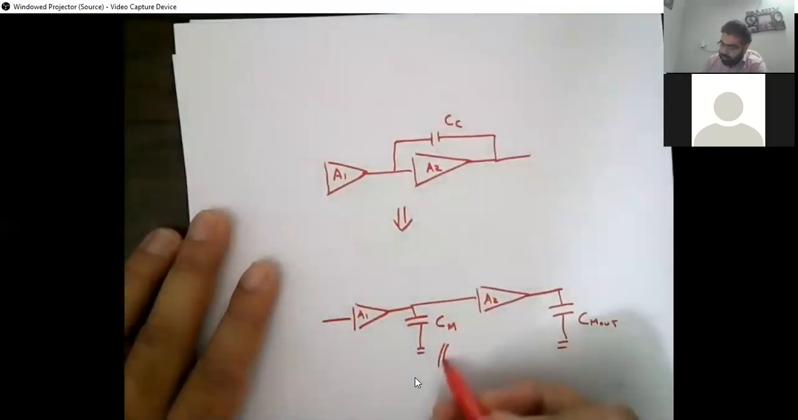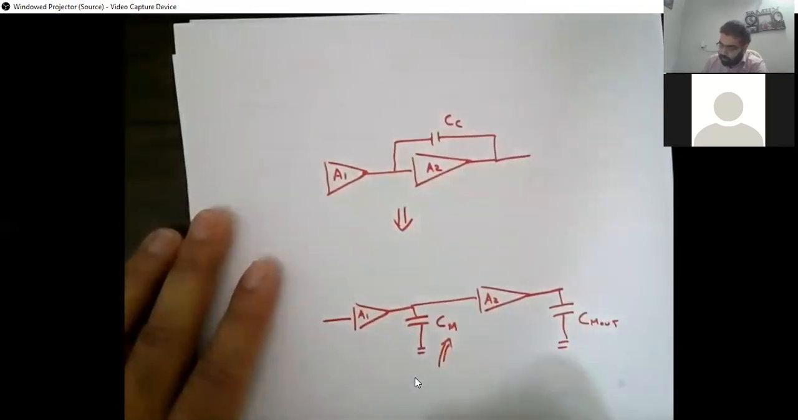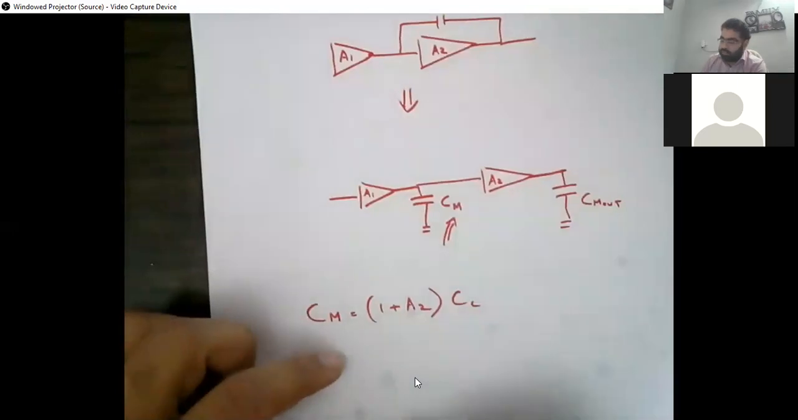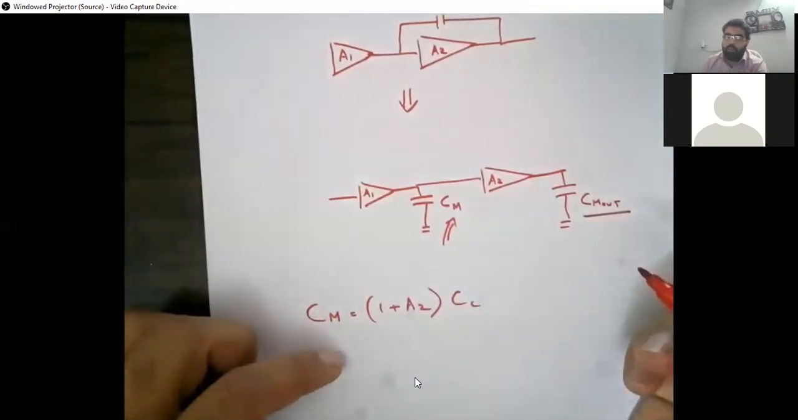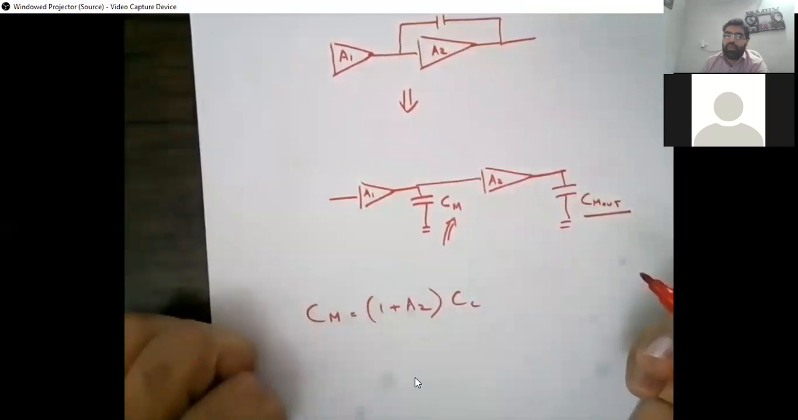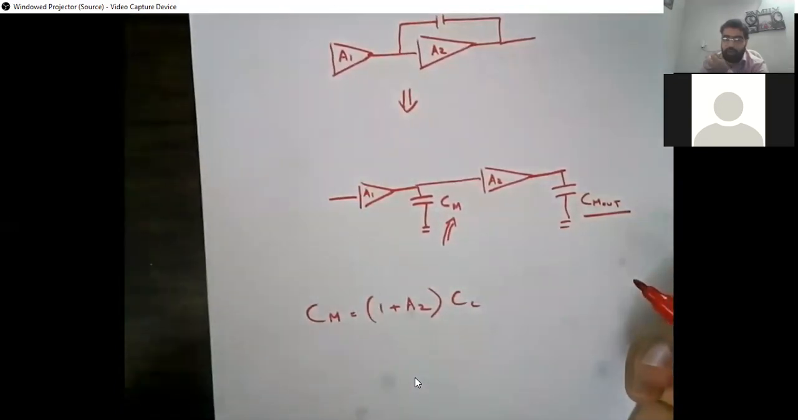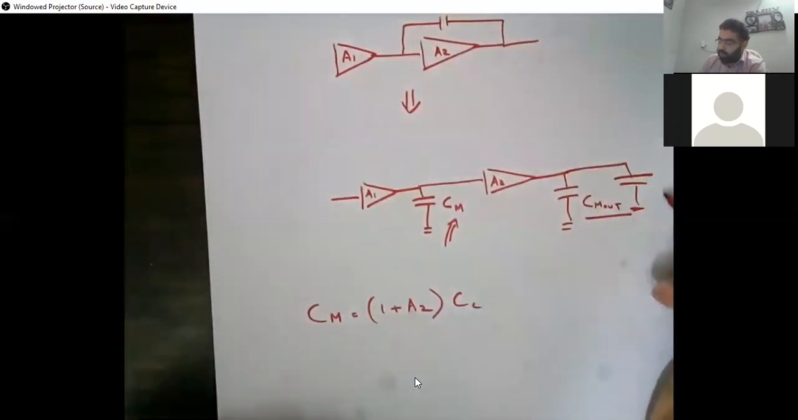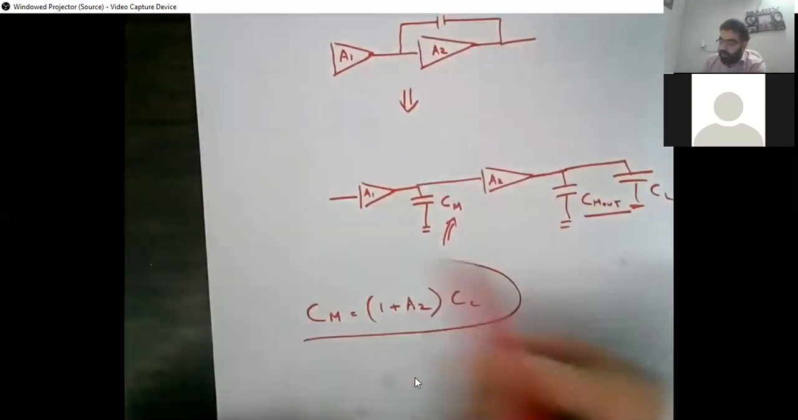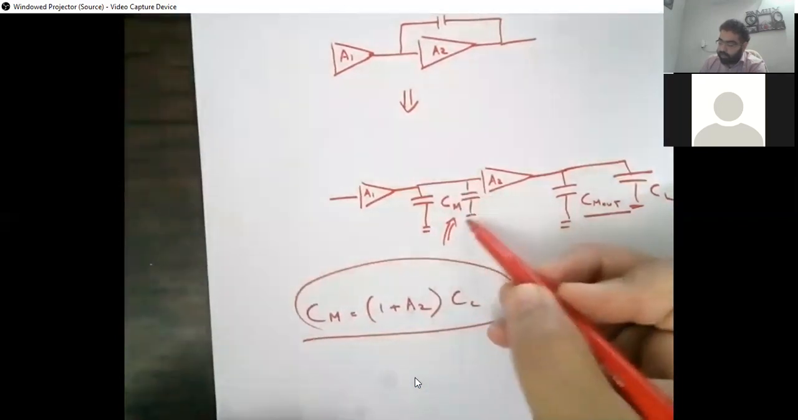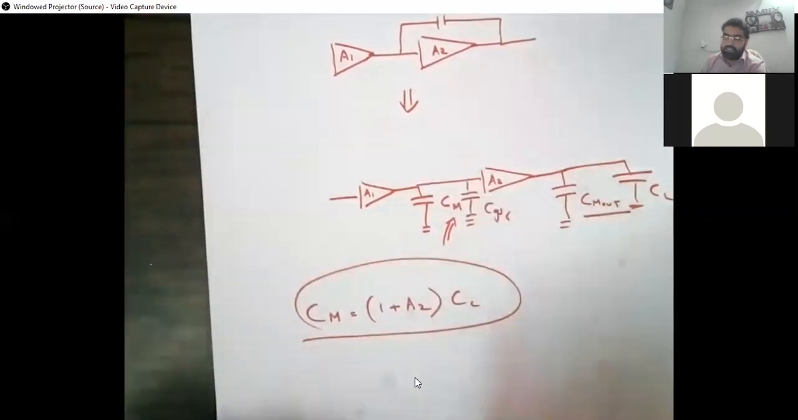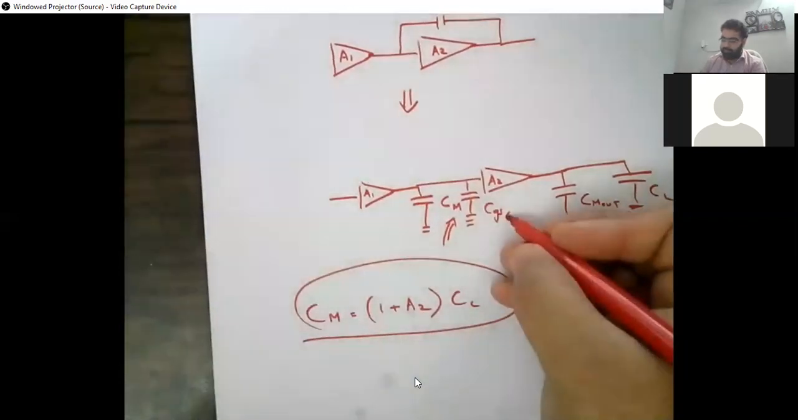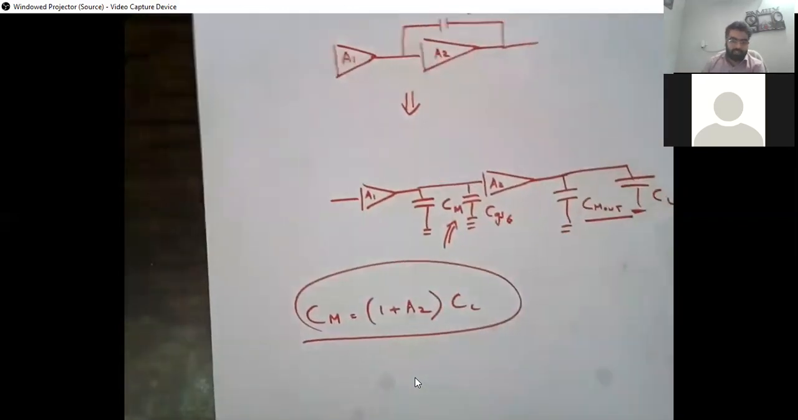Now what will be the value of this CM? The CM is going to be 1 plus A2 times CC. And what will be the value of the other one? 1 plus 1 over A2 times CC. So that is going to be a miniaturized, smaller value. So not much concern for us, because CL is attached to it. Here it becomes a dominant value. Here you also have CGS6, so you can say in parallel with CGS6. So CM is going to be in parallel with CGS6 for us.